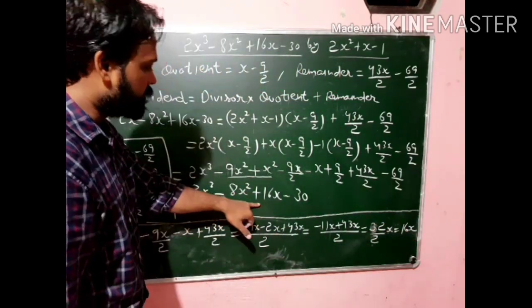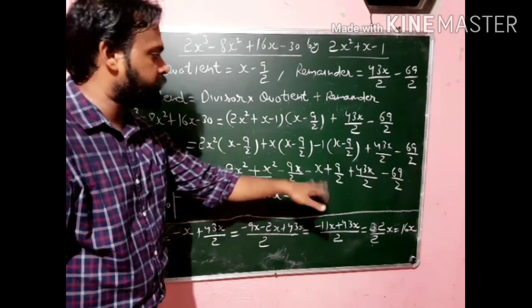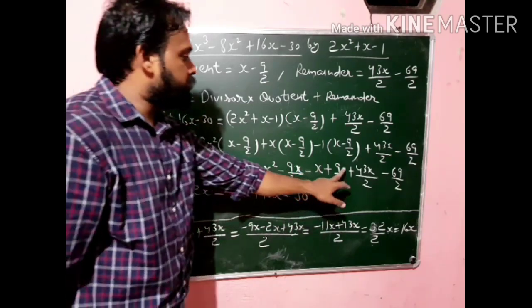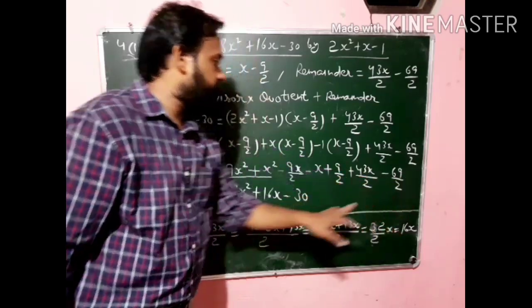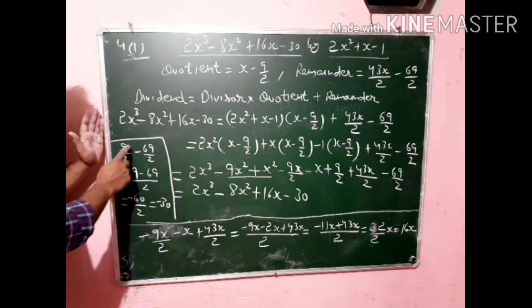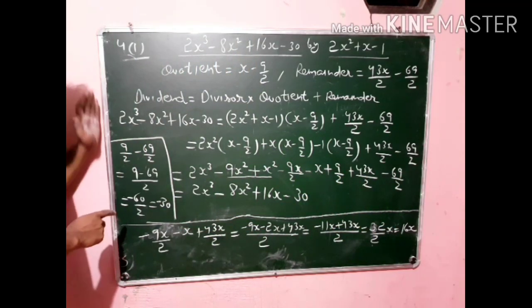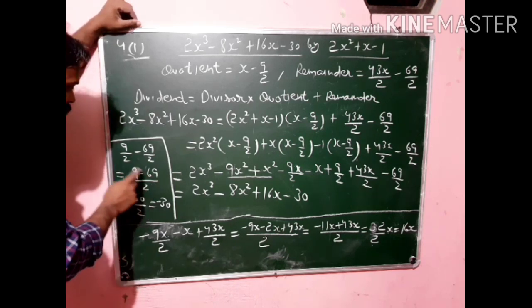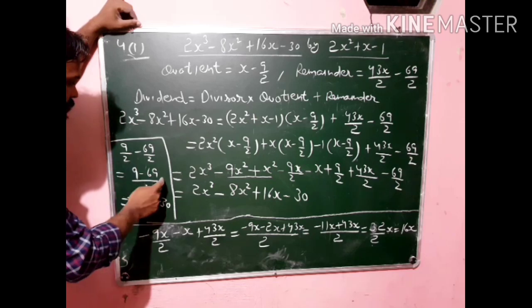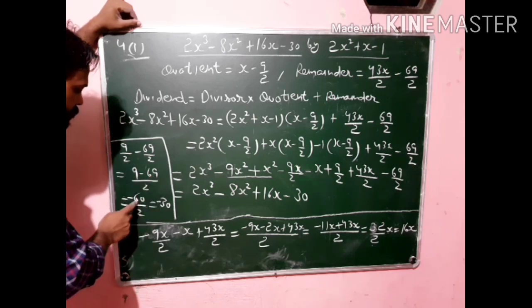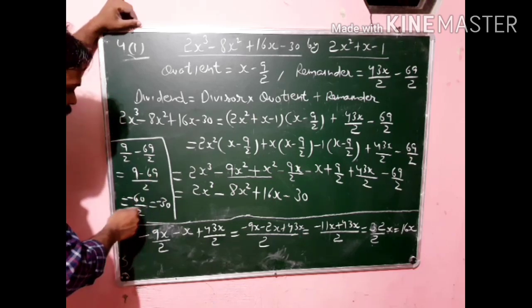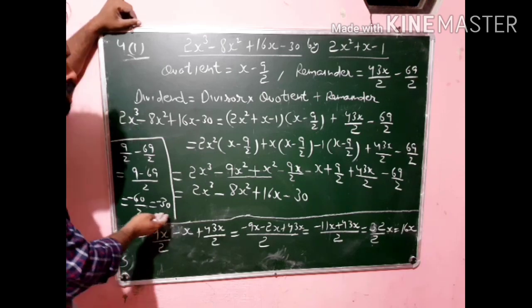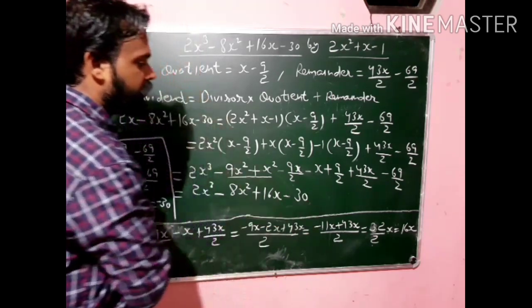I have written here 16x, and now we have to solve the constant terms also. This is 9 by 2 minus 69 by 2. See how we can solve: again we take the LCM, 2 is the LCM. 9 minus 69, that is 69 minus 9, will become minus 60 over 2, and after cancellation it becomes minus 30.